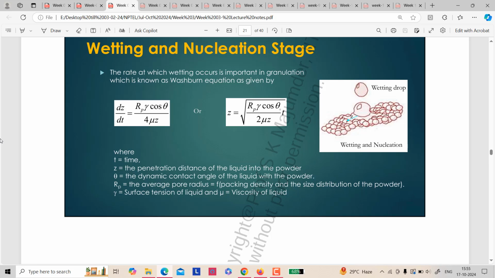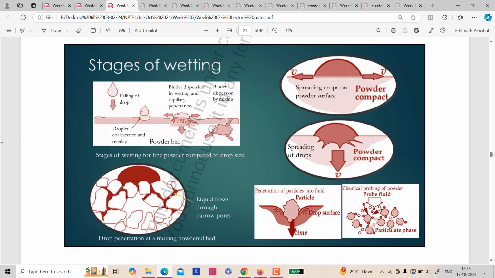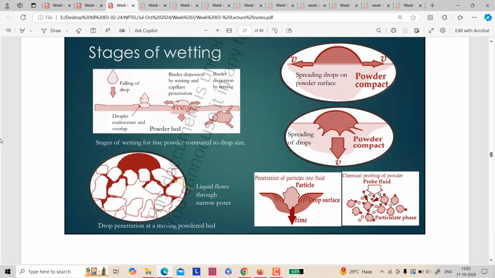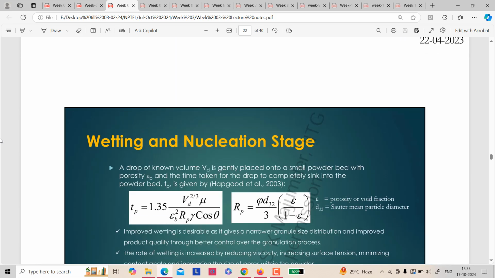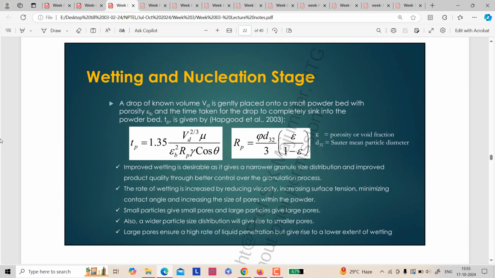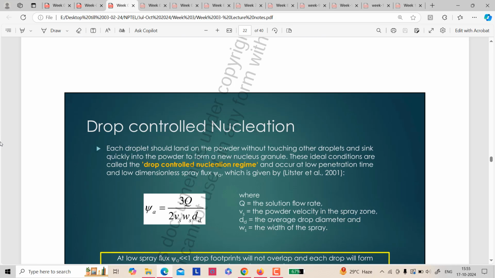So this is the second, the nucleation stage. Stages of wetting, that is, how a liquid is wetting a surface. Then there is the equation for the nucleation stage. Then comes the drop controlled nucleation. Each droplet should land on the powder without touching other droplets and sink quickly into the powder to form a new nucleus granule. These ideal conditions are called the drop controlled nucleation regime.